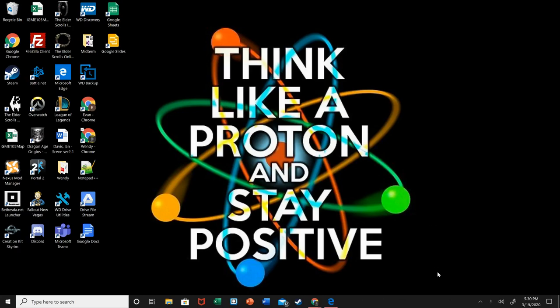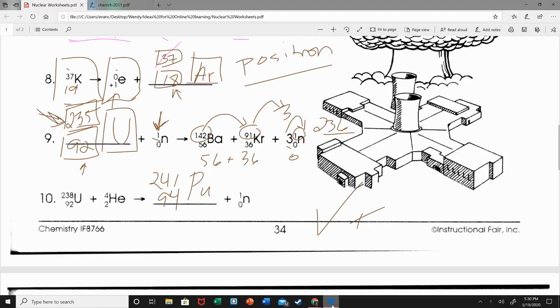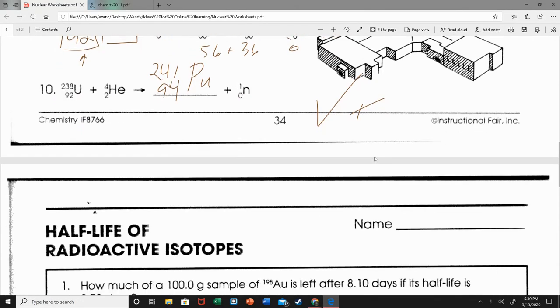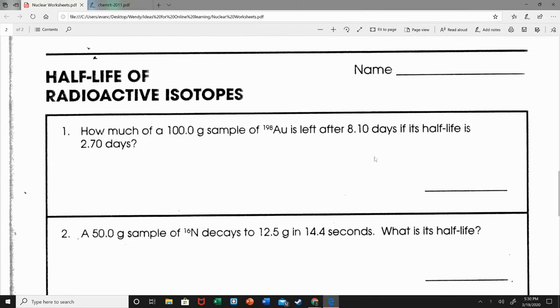Hi, welcome back. We're going to do another half-life section today. We are going to now be looking at half-life of radioactive isotopes.